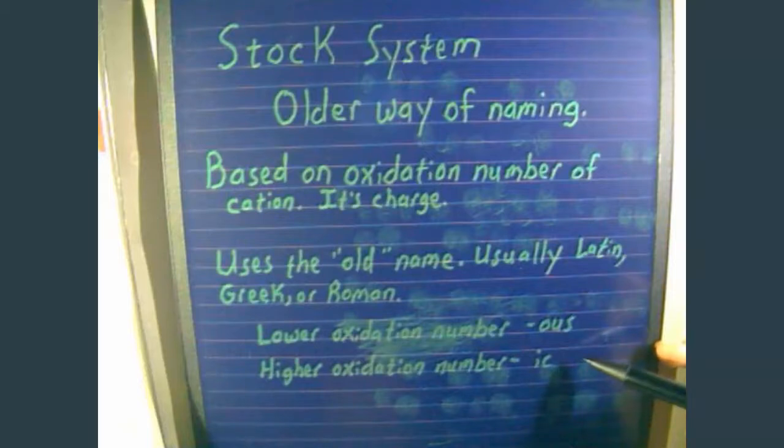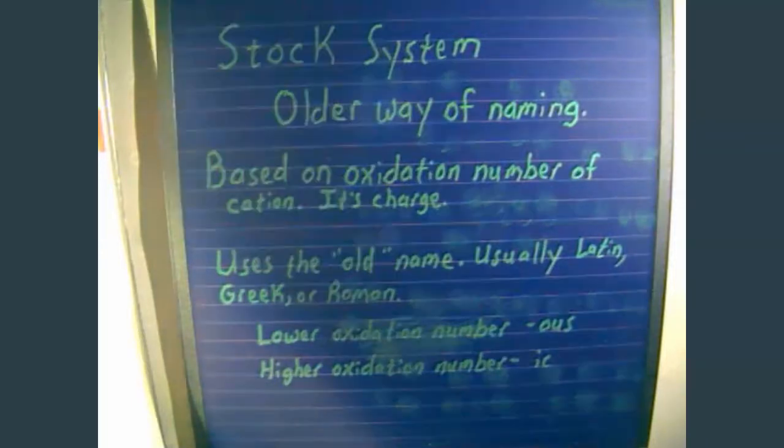Now, the stock system goes back to the old name, usually Latin, Greek, or Roman. So, for instance, if we have tin, instead of calling it tin, we would call it stannum. If we had lead, instead of calling it lead, we call it plumbum. We're going to change the ending.